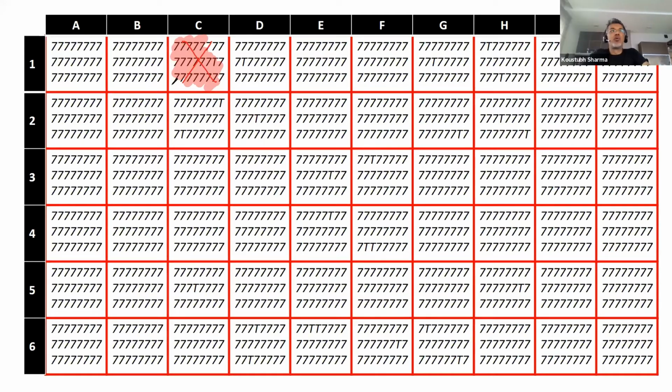Yeah, but don't worry about how many T's in a box. A box may have a T, it may have 2 or 3 T's, or it may have no T's. Just see how many T's you can identify.